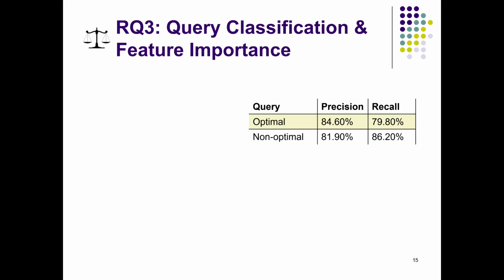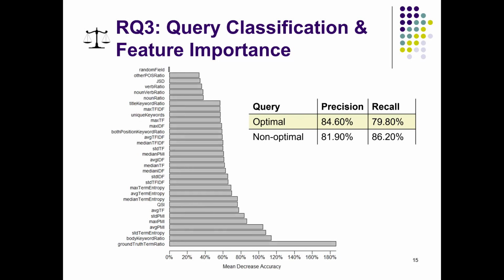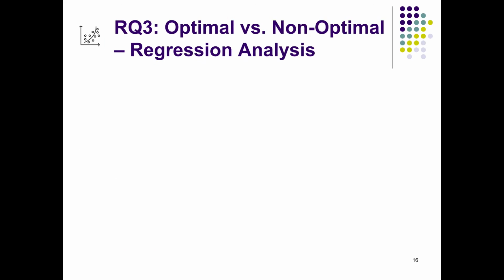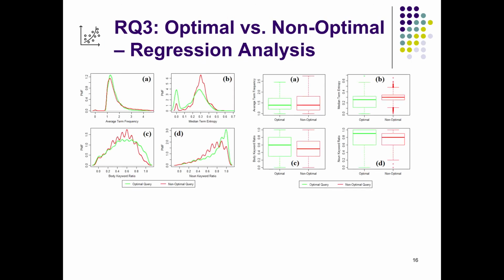So that's pretty interesting. And when we did the feature importance analysis, what we found is that the optimal keywords and the non-optimal keywords could be quite different in terms of their frequency, entropy, location, as well as parts of speech. So we did a bit of distribution analysis as well, and we found that the distribution of these four different features that we talked about are quite different for optimal and non-optimal search queries. We also used statistical significance tests, and we found that they are statistically significant. So they are significantly different.